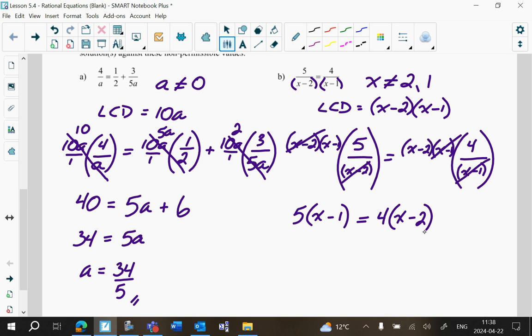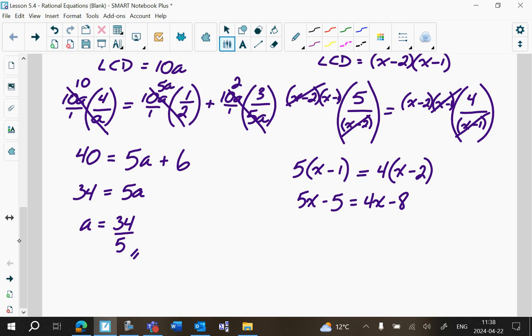Okay, so we've got to get rid of the parentheses by multiplying through. 5x minus 5 equals 4x minus 8. Take the 4x over to the other side by subtraction, and I get x minus 5 is equal to negative 8. Add 5 to both sides, and I get x equals negative 3. Is that a non-permissible value? No, so it's good. You will come across one where it is. We will get there.